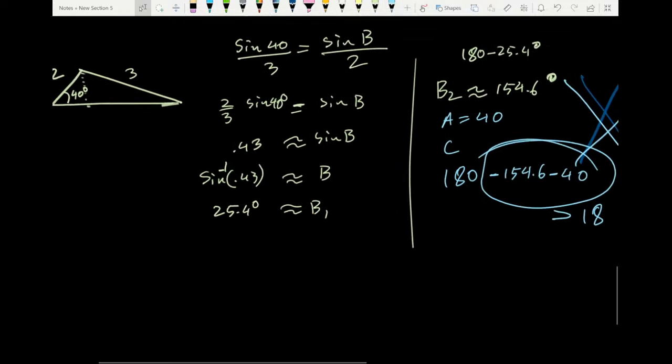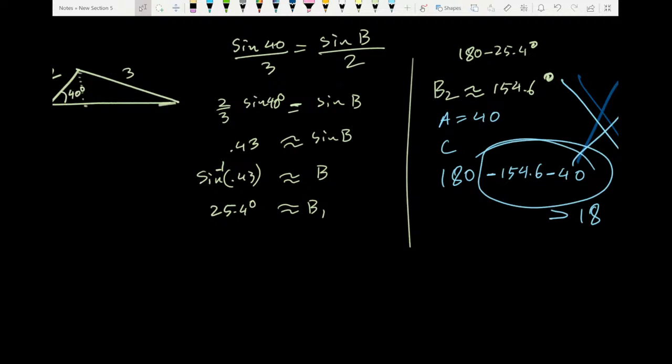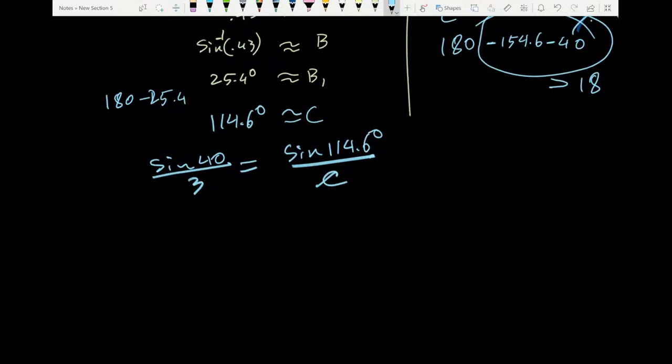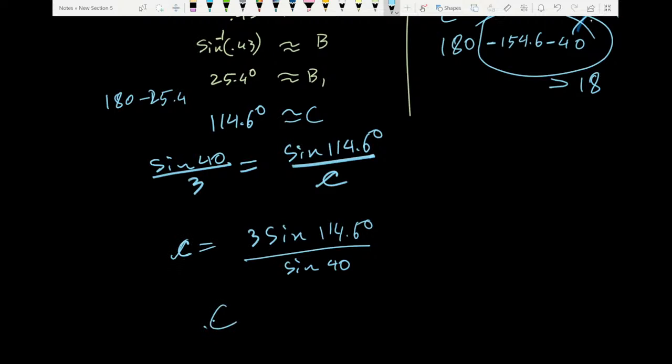So we could just stick to this, and right away, angle C would be 114.6. So sine of 40 over 3 equals sine of 114.6 over C. So C equals 3 times sine of 114.6 over sine of 40. So side C is going to equal roughly 4.24.